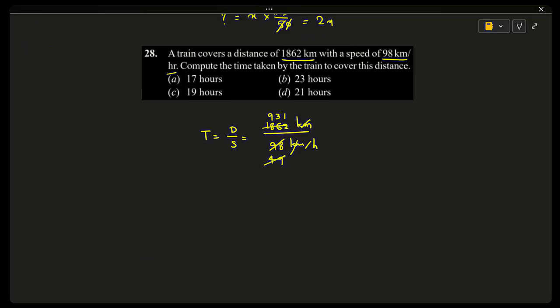Now both are divisible by 7. 7 7s are 49. 7 1s are 7. 2 is remaining, 23. 7 3s are 21. Again 7 3s are 21. So again it is divisible by 7. 7 1s are 7. 13 minus 7 is 6. 63, 7 9s are 63. So it is 19 hours. Option C.